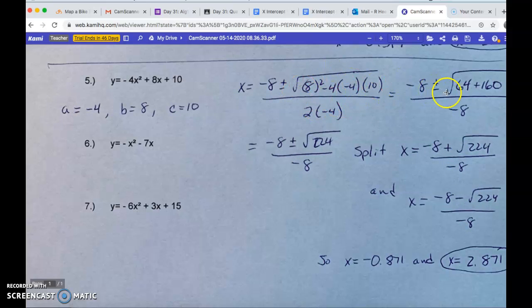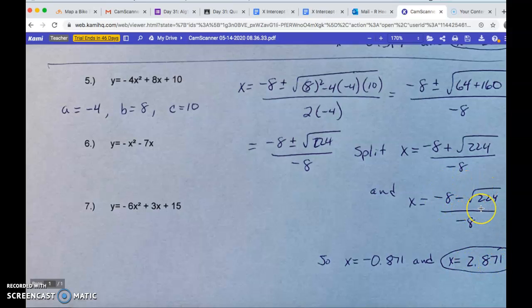Inside your discriminant, we're going to simplify that, so 64, and watch your signs, this is 16 times 10, so 160, which is 224. So now we get to the point where we can split it. Remember, do negative 8 plus radical 224, hit enter or equals, then divide by negative 8. That's going to give us negative 0.871. Again, we would throw this value out for application because it's negative. We're not going back in time. But this equation, negative 8 minus radical 224 over negative 8, is going to reduce and simplify to 2.871.